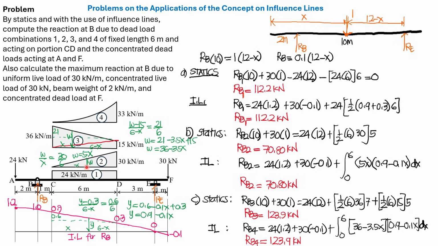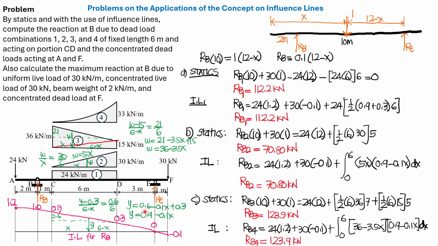So for W, let's call this X. So W as to X equals 30 kilonewton per meter as to 6. So W is 5X. Likewise, for this influence line, I'll call that Y. We have this similar triangle. 0.9 minus 0.3 is 0.6, and the height here is y minus 0.3. So y minus 0.3 as to, if this is x, this is 6 minus x, as to 6 minus x equals 0.6 as to 6.